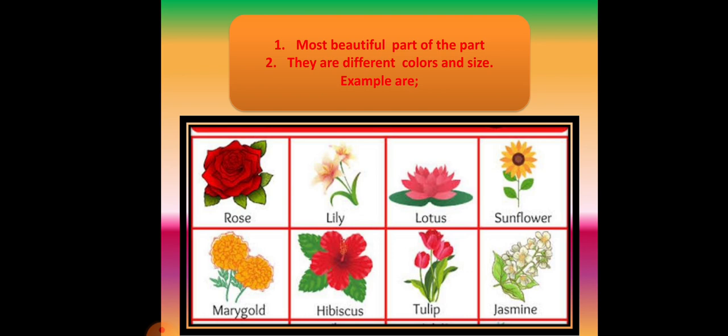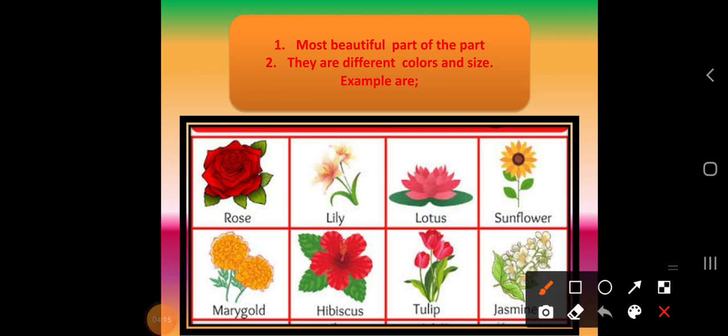Now let's name some beautiful parts of a plant. There are different colors and sizes. The most beautiful part of the plant is the flower, like the rose, and they come in different colors and sizes.